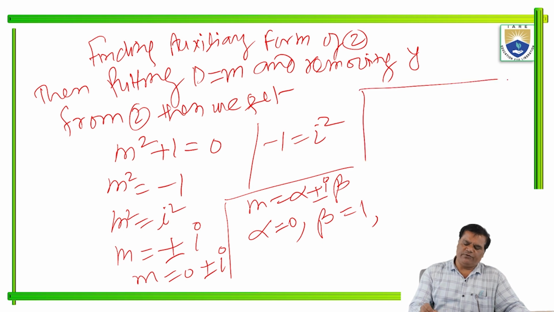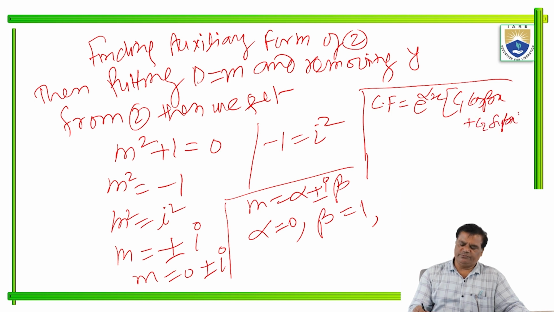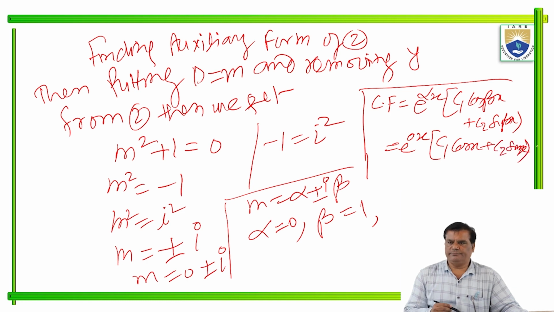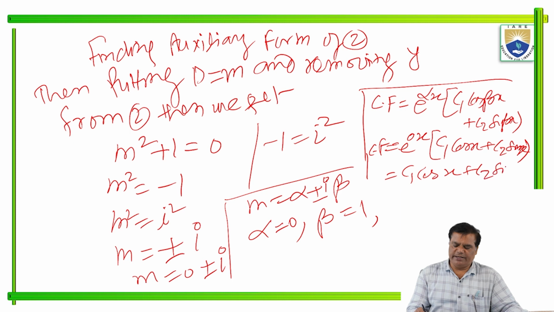So here using the formula for CF, CF is e to the power alpha x in brackets C1 cos beta x plus C2 sin beta x. Putting the values of alpha and beta, e to the power 0x in brackets C1 cos x plus C2 sin x. So this is CF: C1 cos x plus C2 sin x.